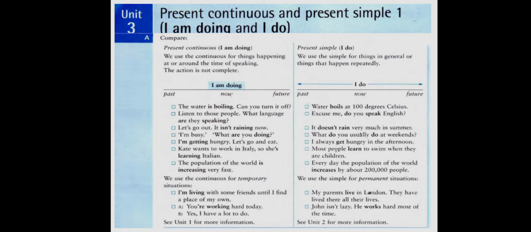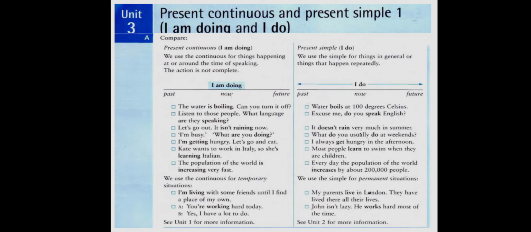This is a kind of fact. In the afternoon, when we are still not having lunch, we feel hungry. So he says, I always get hungry in the afternoon. Here we have the keyword always, so we must use present simple. The person is not speaking about now or at this moment. He speaks about in the afternoon, every afternoon. Kate wants to work in Italy.